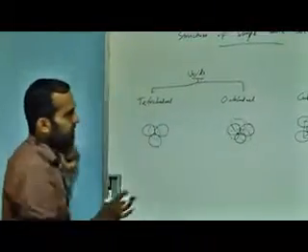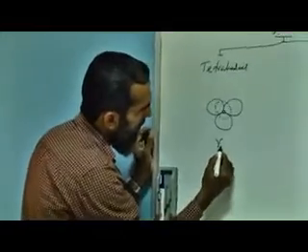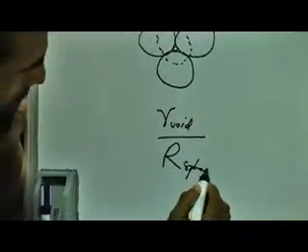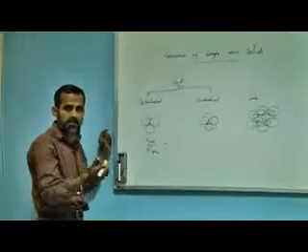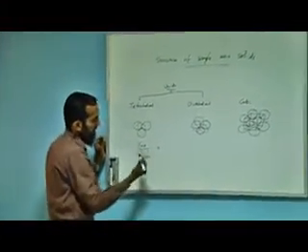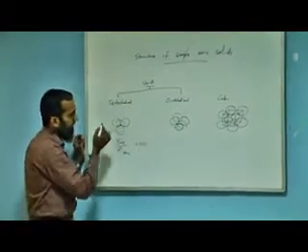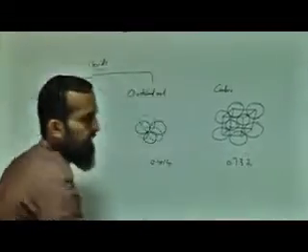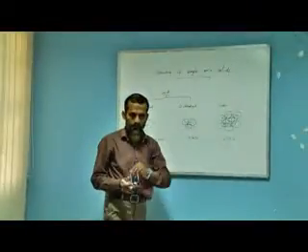Now, to compare the size of these voids, it is a normal practice to write a ratio of the radius of the void to the radius of the sphere. In the case of tetrahedral void, you can easily derive mathematically this value, which is 0.225, which increases to 0.414 in the case of octahedral void, and it is 0.732 in the case of cubic void. So obviously, the size of the void is increasing.